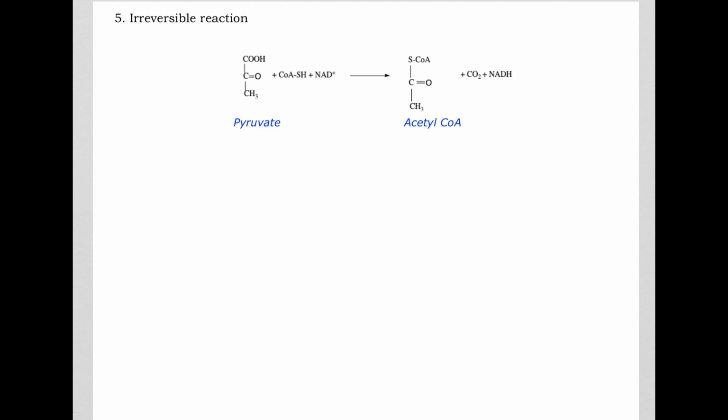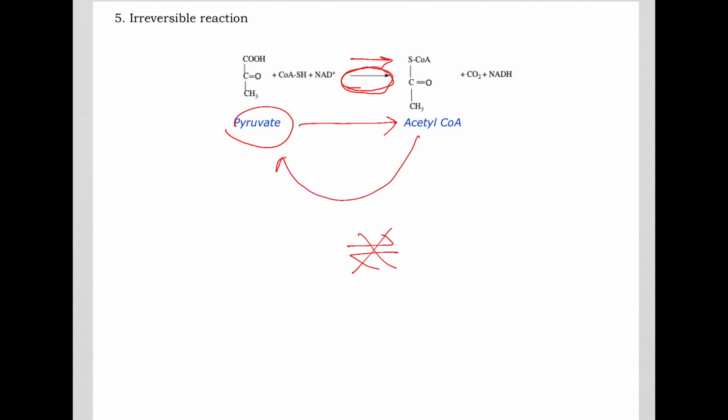Another very important thing to note about this reaction: under cellular conditions, this reaction is irreversible. Note the arrow is only drawn in this direction, not drawn reversible. Under cellular conditions, we can convert pyruvate to acetyl-CoA, but we cannot convert acetyl-CoA to pyruvate. And this becomes very important later as we talk about carbohydrate metabolism as well as lipid metabolism. So this is an irreversible reaction.